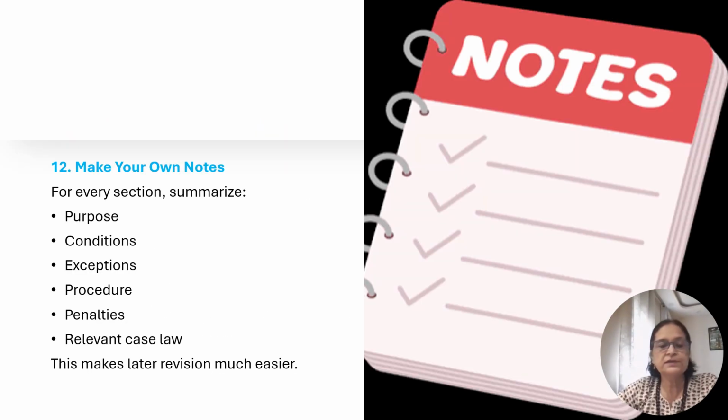Make your own notes. For every section, summarize what is the purpose, condition, exceptions, procedure, penalties, or relevant case laws. You can also write down if there is a relevant form, fees applicable. And if you make your own notes, then it will certainly be very helpful at the time of your revision.